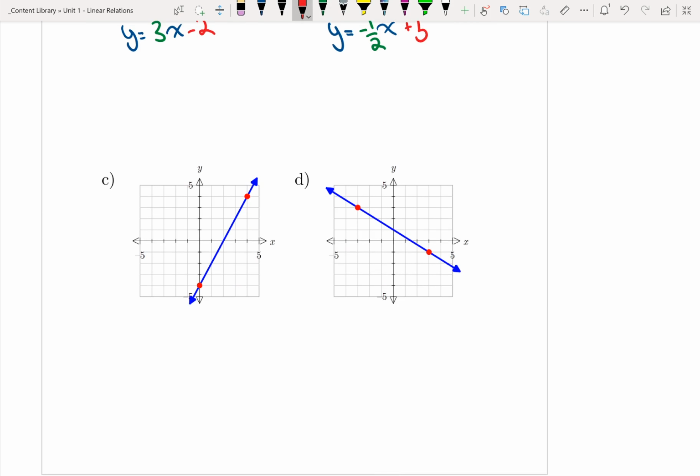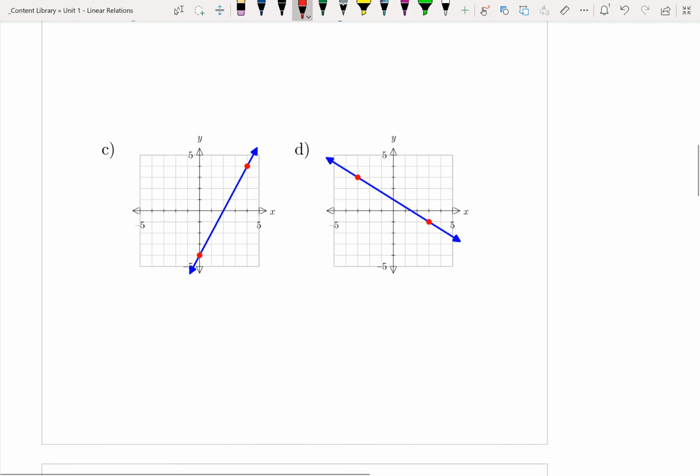For C, it's a little different. Here I'm given a line, and I need to determine my equation. So again, y equals mx plus b. So I need two pieces. I need my slope and I need my y-intercept.